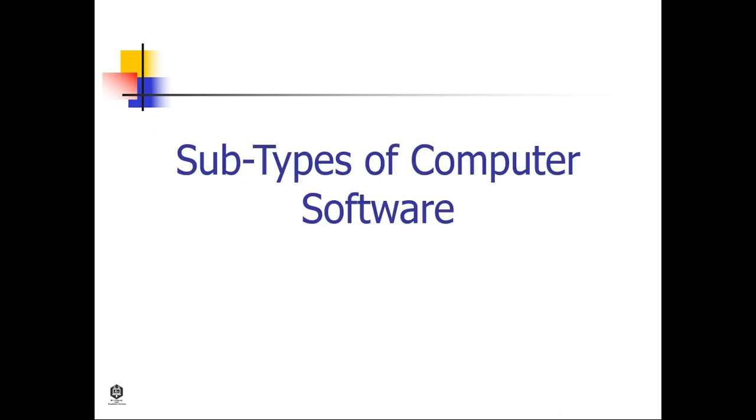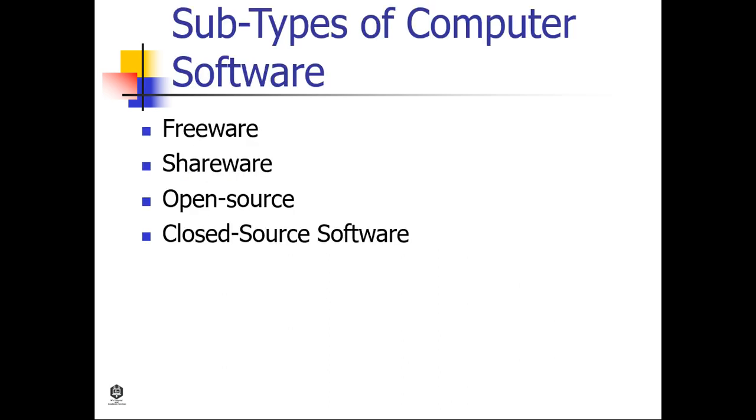Let's proceed to the subtypes of computer software. There are subtypes of computer software, which are freeware, shareware, open source, and closed source software.